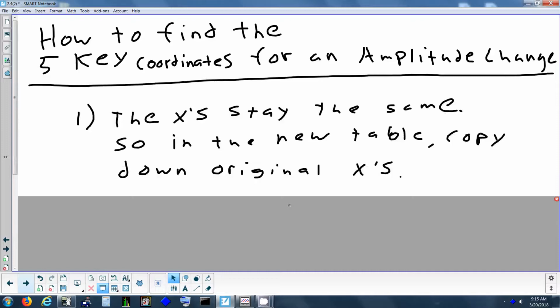So for every single problem we do in the homework today, every single problem we do in class, here's the answer to the x's. 0, pi over 2, pi, 3 pi over 2, 2 pi. That will not change for every problem today.